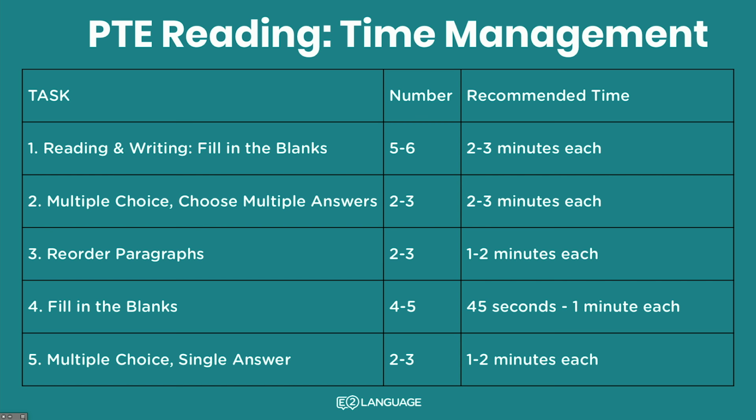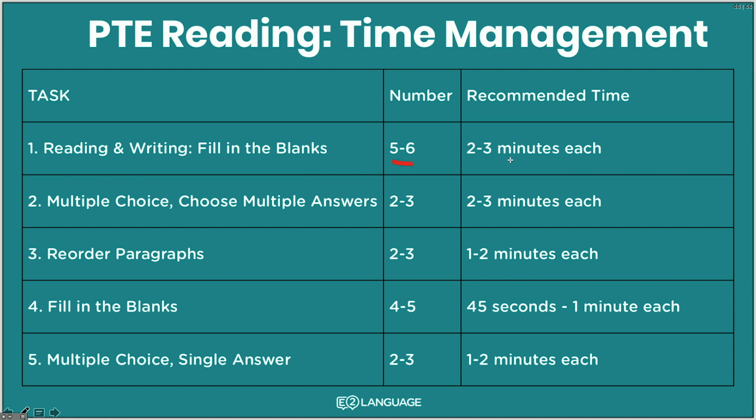On test A, you're going to get 5 or 6 reading and writing, fill in the blanks. And you should spend about 2 or 3 minutes on each. As we saw, the text lengths are quite long. These ones take quite a bit of time, okay? Same as multiple choice, choose multiple answers. You'll get 2 or 3 on test A. They require about 2 or 3 minutes each. And just remember, in PT reading, you are managing your own time. That's why I'm talking to you about this. These are not individually timed tasks.